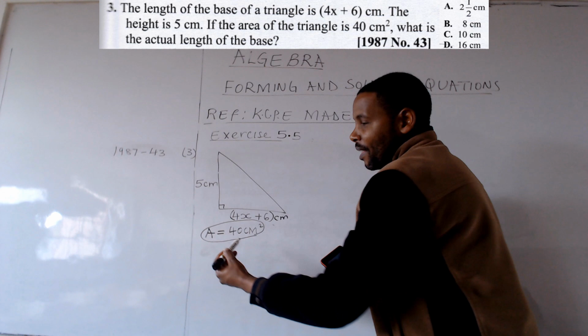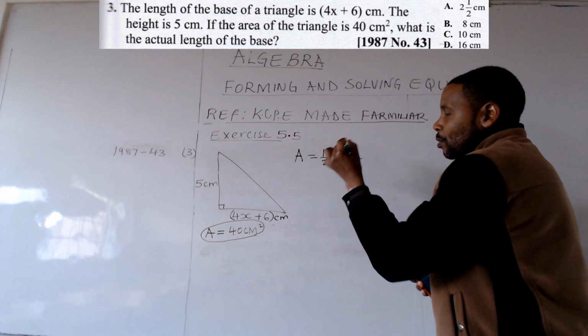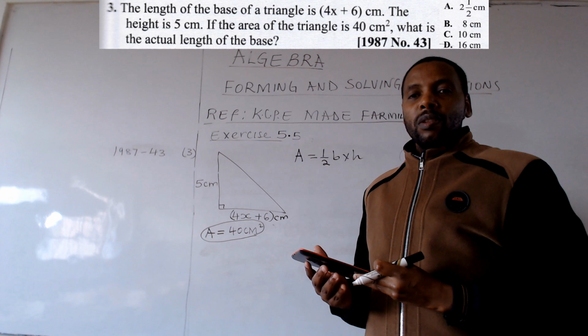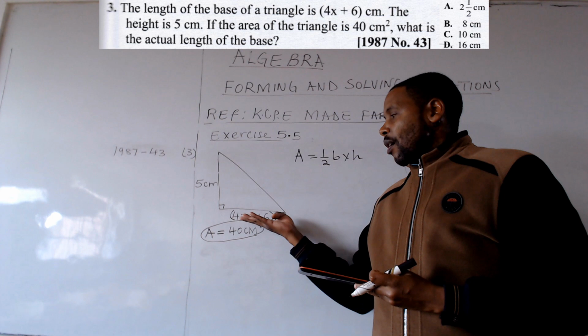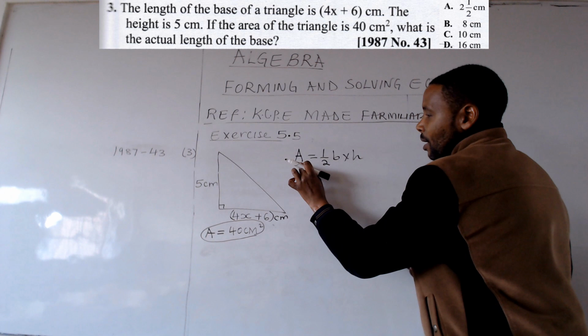Then the next thing is to use the formula of the area of a triangle, which is half base times height. This is the one to help us to form an equation to know the value of x. Once we know the value of x, we shall be able to work out the real base of the triangle. So I do something called substitution, putting the right values where they are supposed to be put. For example, I know the area is 40. I know the base. I put the base, and I also put the height.